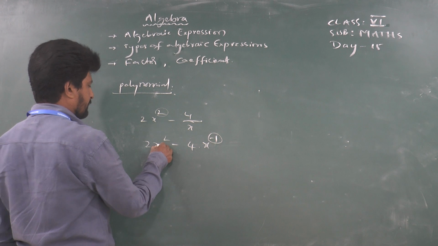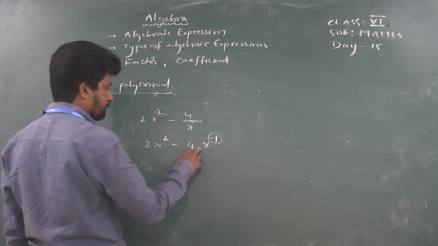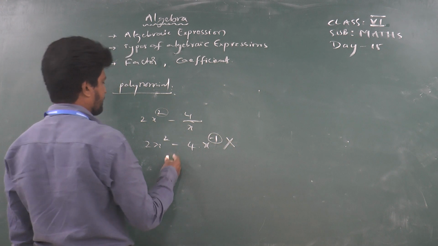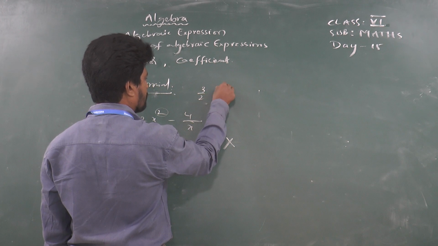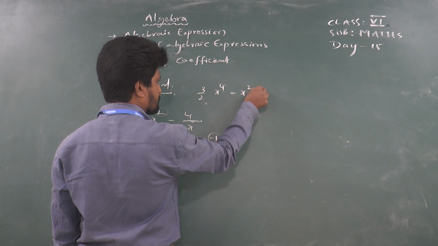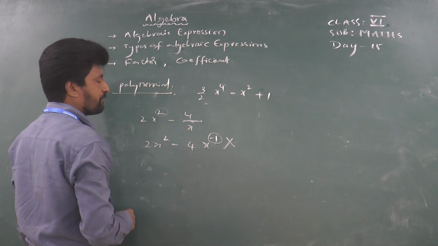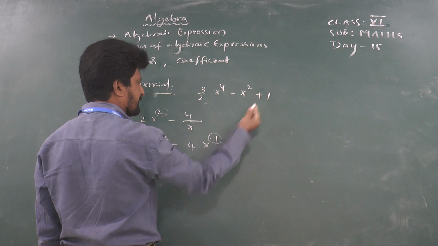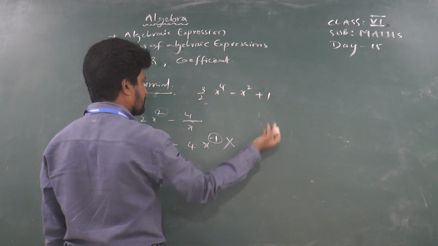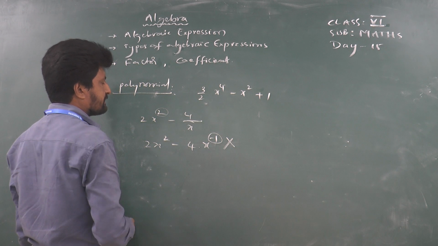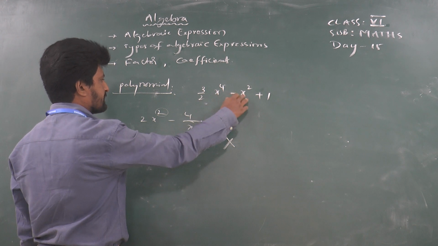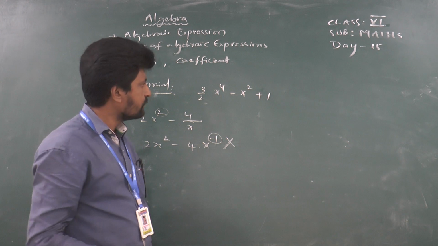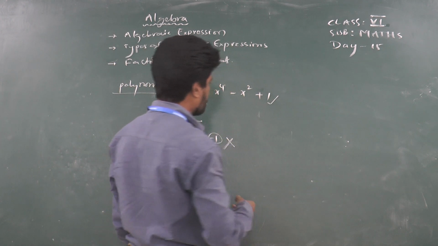Here observe, the index of this variable is a positive integer, but the index of the other variable is not a positive integer. That's why this is not a polynomial. Another example I am taking, 3 by 2 x to the power of 4 minus x square plus 1. Here the variable is x. X to the power of 4 is a positive integer, x to the power of 2 is also a positive integer. And the constant itself we can consider a term. Now in this expression, the indices, that means the powers of the variables, are positive integers. Positive integers are nothing but natural numbers. That's why this expression we call a polynomial.